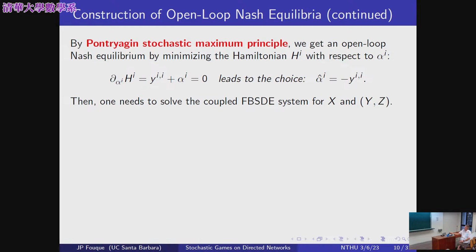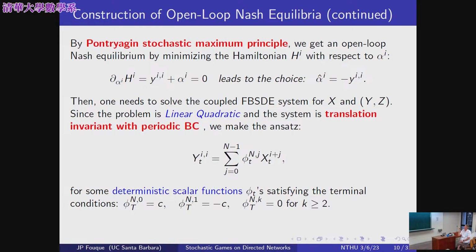And now you put that in your forward-backward equation, the one that I showed previously. You inject that in your forward-backward equation. It's linear-quadratic, and of course you have to take care of the boundary condition, let's say in the periodic case. And then in general, how you solve a linear-quadratic forward-backward equation is by guessing the solution.